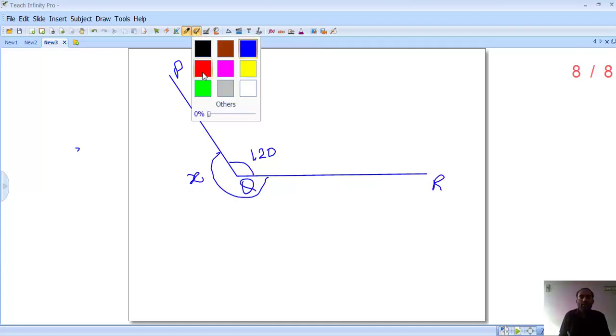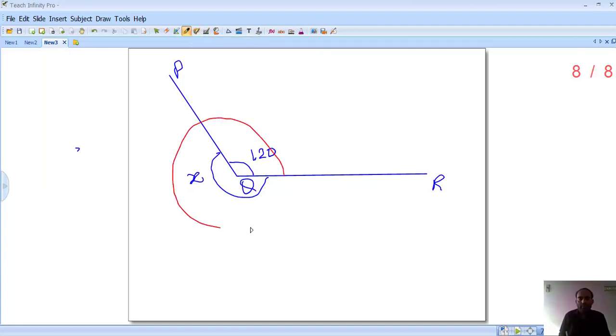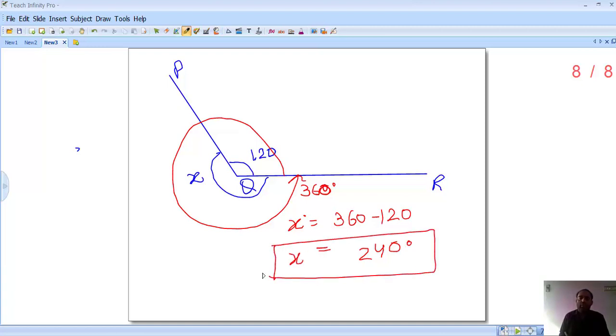Now you know how much is the complete angle. Sir, the complete angle is 360 degrees. So x will be equal to 360 minus 120. 0 minus 0 is 0, 6 minus 2 is 4, 3 minus 1 is 2. So 240 degrees. Very simple question. Okay, let's take one more question.